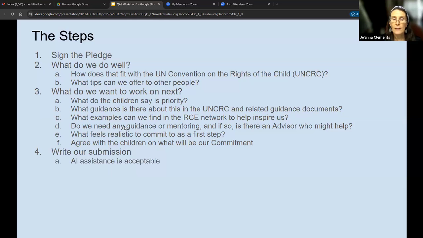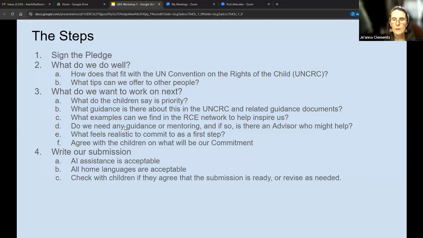And AI assistance is absolutely acceptable for helping you actually write it up and link it to the different articles. All home languages are acceptable. And it's a good idea to check with the children if they agree that the submission is actually ready, or else to revise it as needed until everybody feels that this is what we are going to do together. And then the obvious final step would be to send our submission for publication.